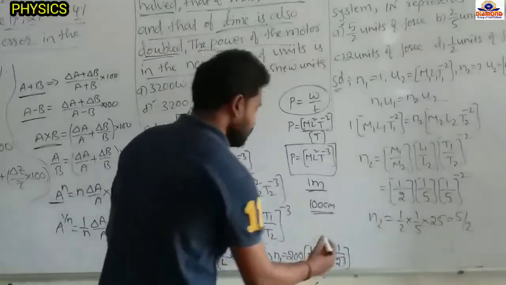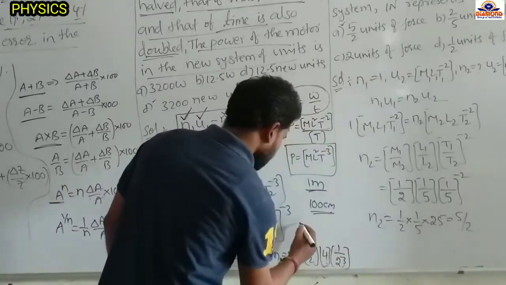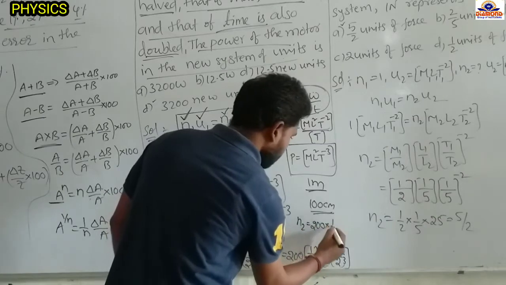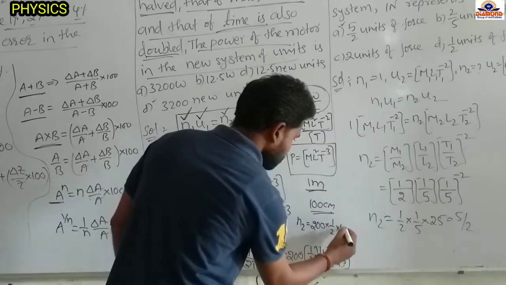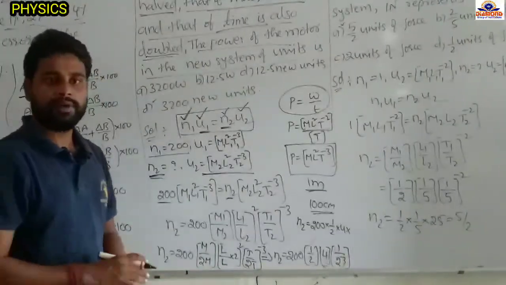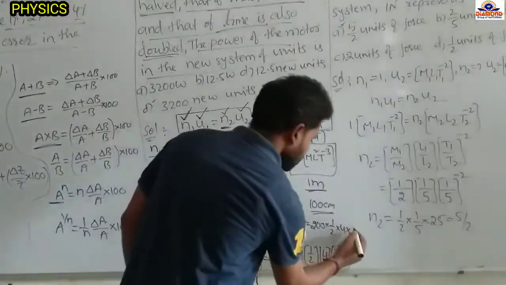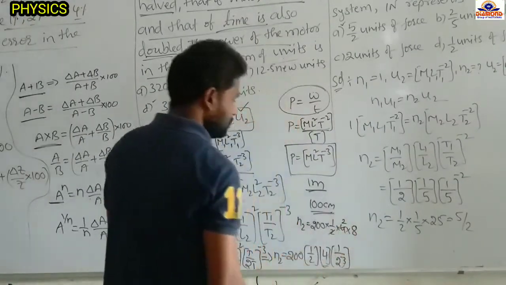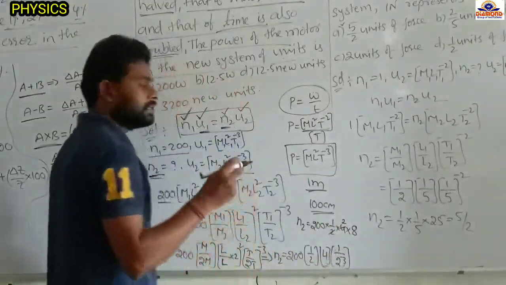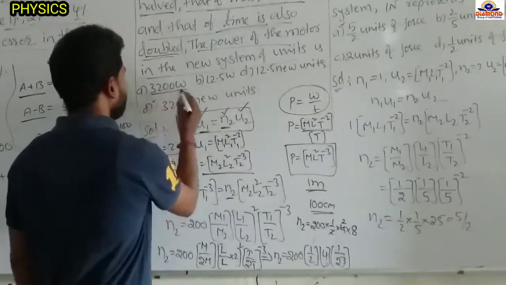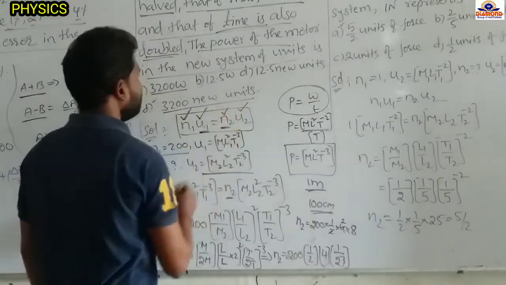Simplify this one and we will get n2 equals 200 into 1 by 2 into 4 into 2 to the power minus 3. Shift that to the numerator and the power will become plus, 2 to the power 3 means 8. So now 2 ones are 2, 2 twos are 4, 8 into 2 is 16, 16 into 200 is 3200. The answer is 3200. So 3200 watts is given, and 3200 new units is given.